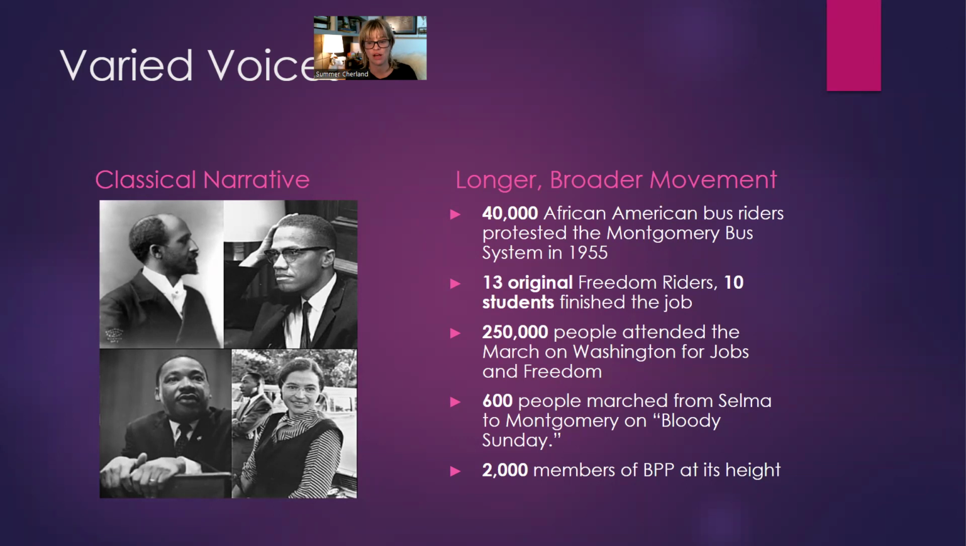600 marchers from Selma to Montgomery on Bloody Sunday who were attacked. And at its height, the Black Panther Party had 2,000 members. The Black Panther Party, it's contested, but it mostly started either in California or New York City. And truly not a Jim Crow South place. This is an urban organization that started in the 1960s. And at its height, there were at least 2,000 leaders as a part of this organization.